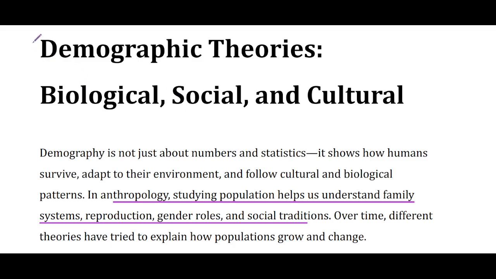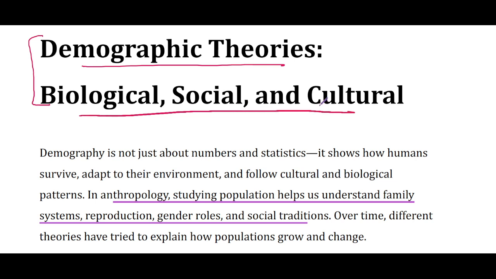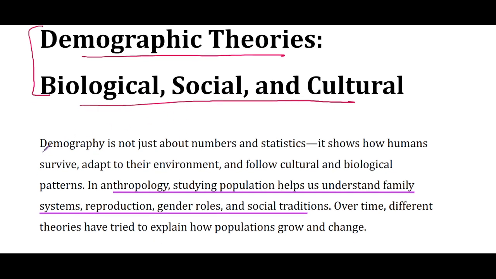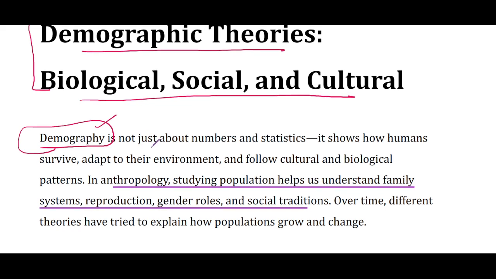Good afternoon, everyone. Let's start with a new topic: demographic theories, biological, social, and cultural. Demography, in its literal definition, is the scientific study of human population. Via scientific studies, it studies many characteristics of human population, such as their size, structure, and distribution.